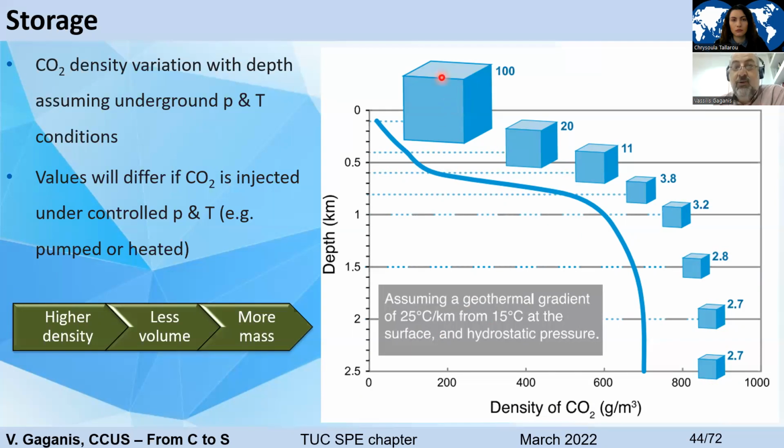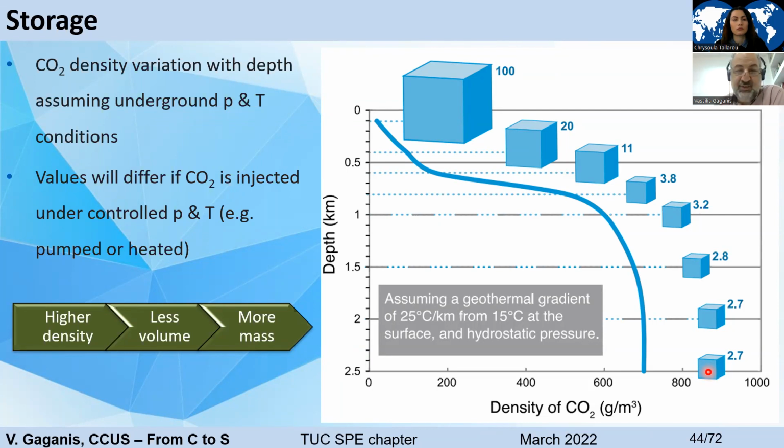So if we take a volume equal to 100, whatever the volume units might be, at a depth of 2.5 kilometers, it will occupy only 2.7. In other words, this corresponds to a factor, probably close to 35 or so. So your density has increased by 35 times. This in turn means that in the same volume, the mass contained will be 35 times more than what it used to be at surface conditions.